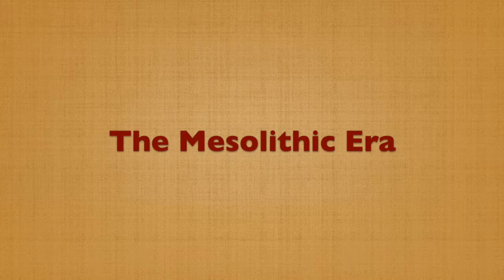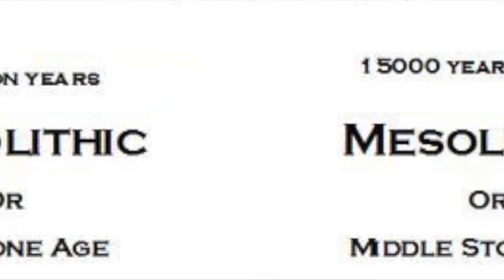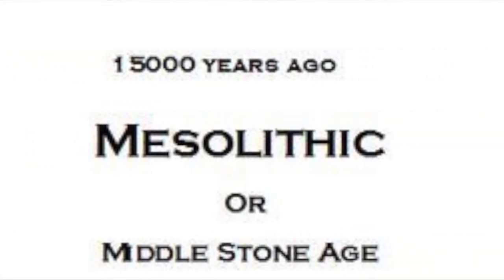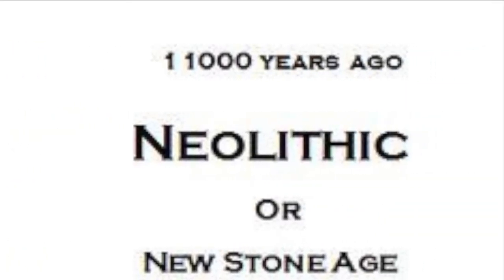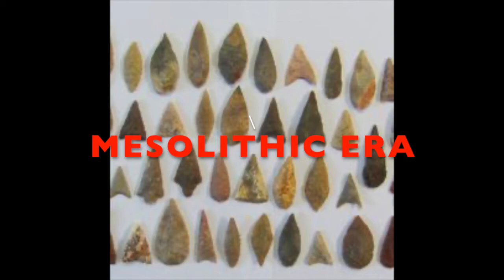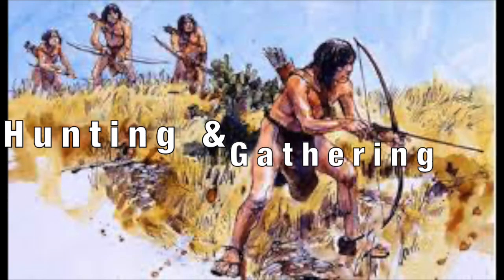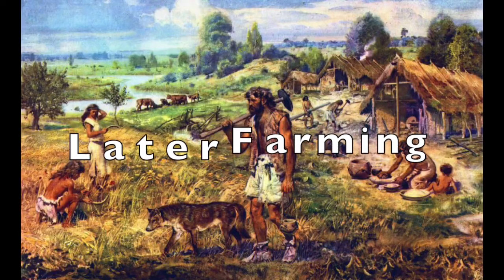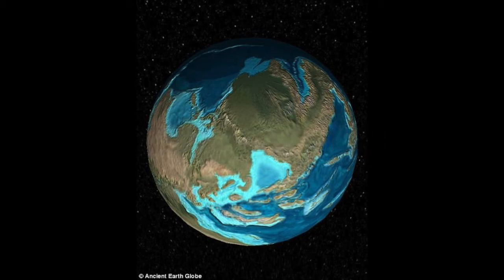The Mesolithic Era. We call the period following the Paleolithic Era the Mesolithic Era. After this came the Neolithic Era, or New Stone Age, when farming started. The Mesolithic Era was a transition between the hunting and gathering of the Paleolithic Era and the farming of the Neolithic Era. The Mesolithic Era is also called the Middle Stone Age. It is believed to have taken place from 10,000 BC to 8,500 BC.